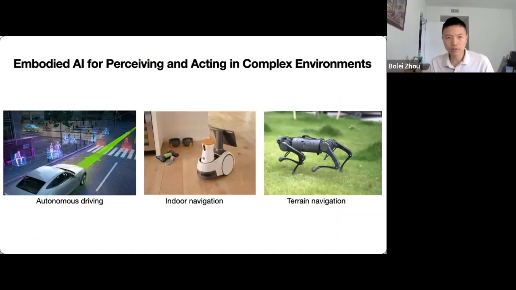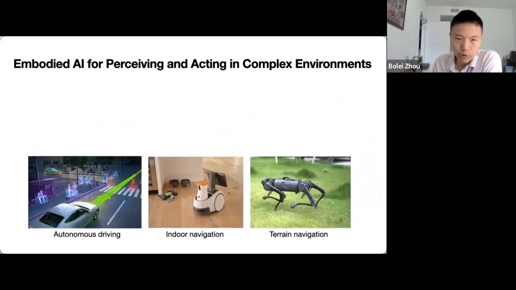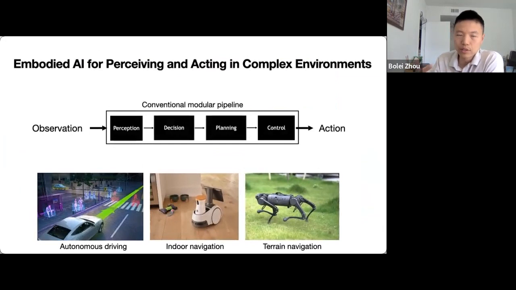For this kind of embodied AI, traditionally people use a modular pipeline, right? We have different modules such as perception, decision, planning and control modules. The observation is input, then the perception module does object detection or segmentation, which is processed by the downstream modules and outputs an action.